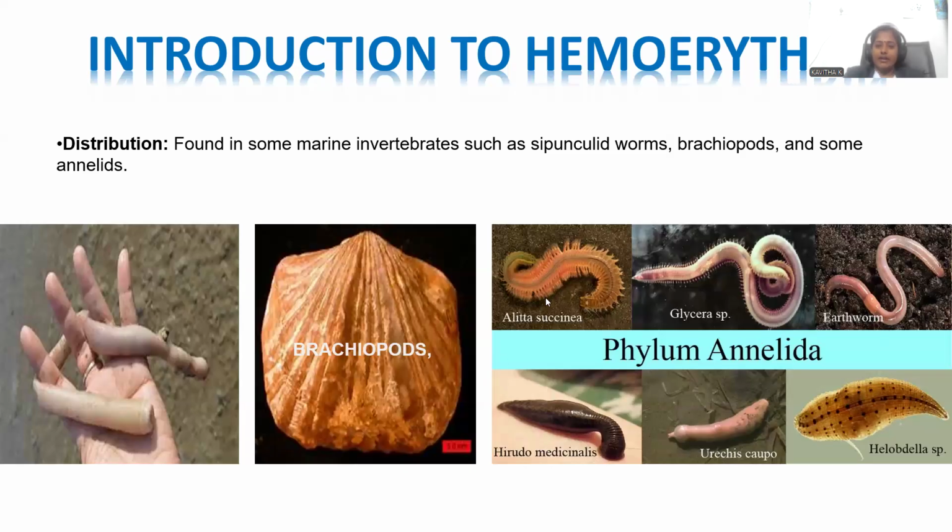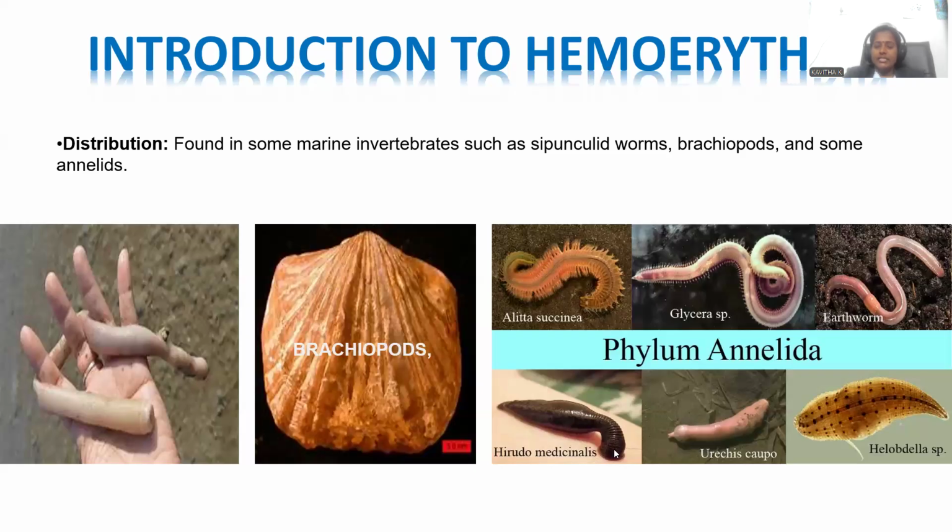And here we have some other species included in this phylum Annelida. Those are Nereis succinea and Glycera species. And this is an organism which everybody is aware of.